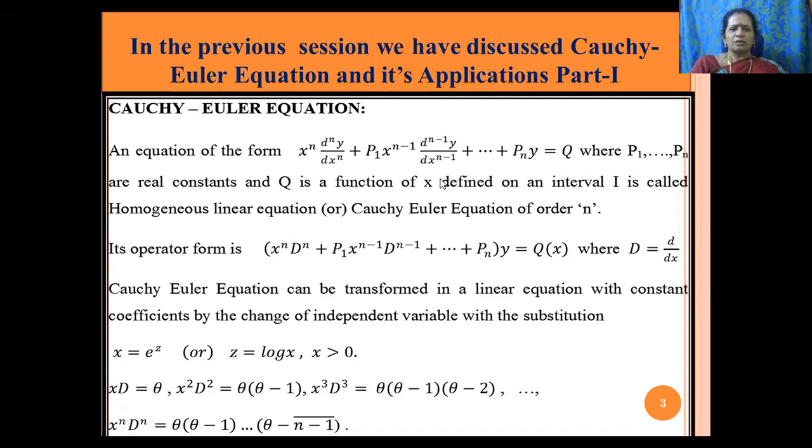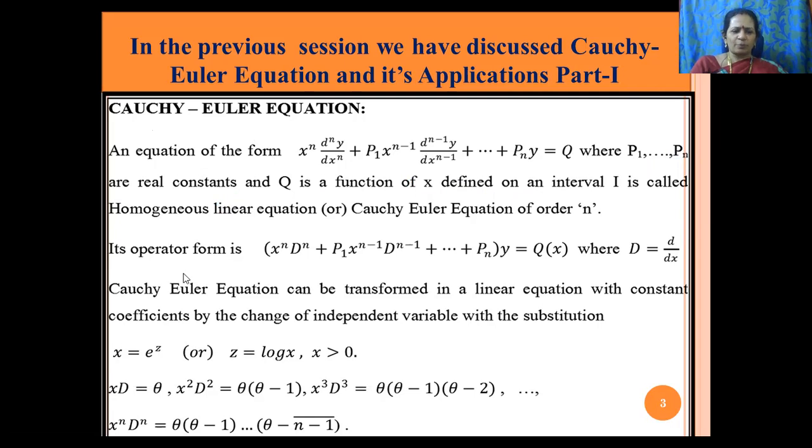This is a Cauchy Euler equation, where P1, P2 and so on up to Pn are real constants, and Q is a function of x defined on an interval I. This equation is what we call a homogeneous linear equation or Cauchy Euler equation of order n, right?